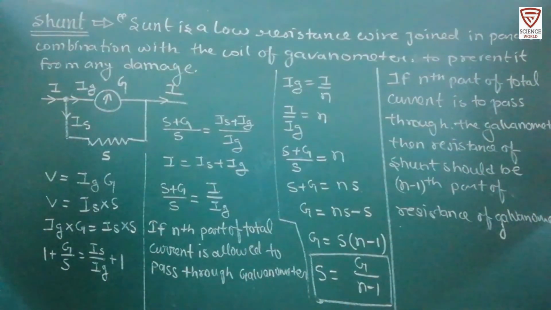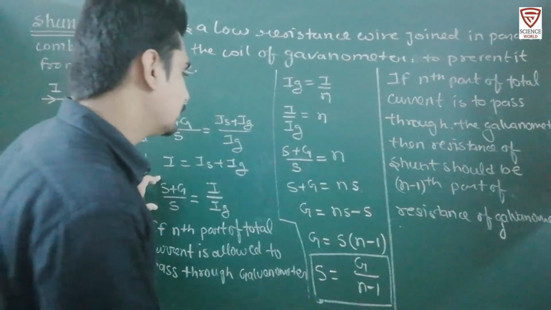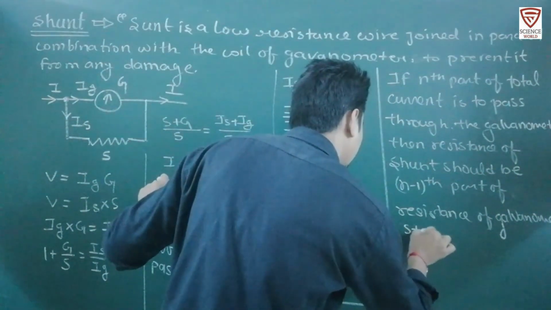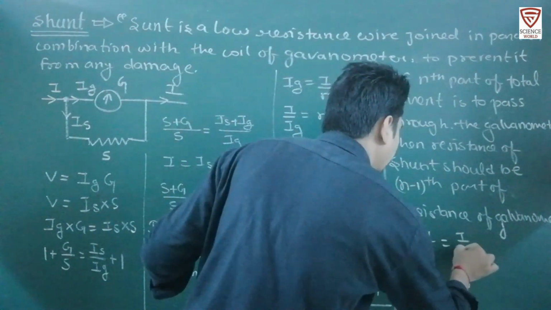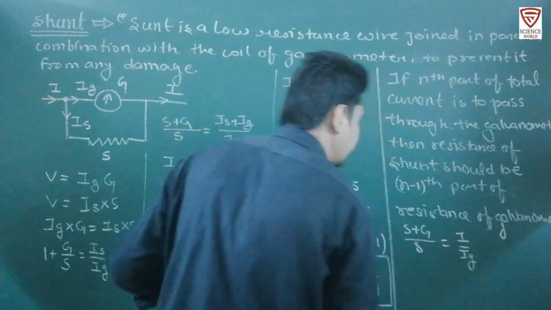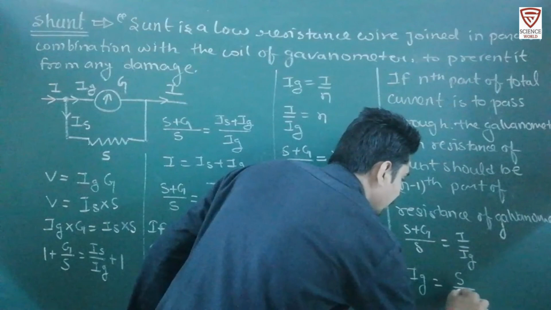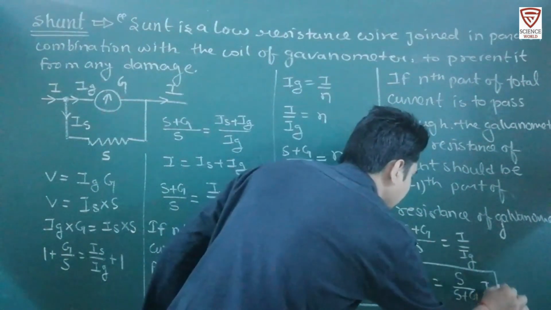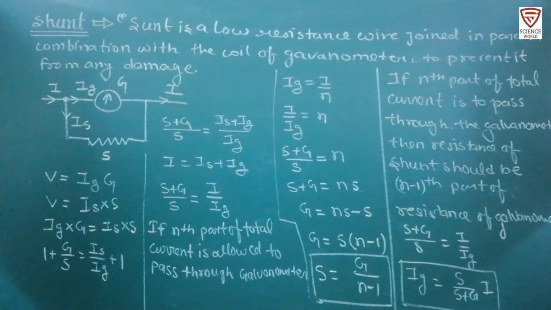We can also find current passing through galvanometer with this equation. So S plus G upon S is equals to I upon Ig. So value of Ig will be equal to S upon S plus G into I. So thank you students, we will end today's topic here.